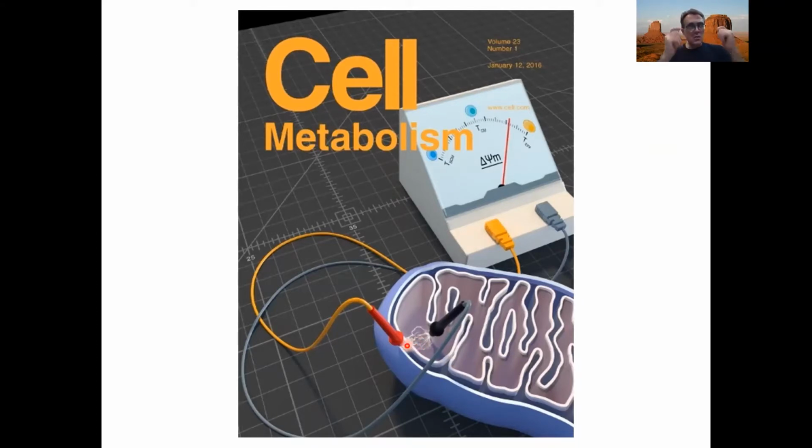You can stick your imaginary electrodes, and not imaginary, there are some molecular electrodes, and you can measure the difference in potential. That is shown on the cover of a prominent journal in the field that was published in 2016. So the take-home message: the electrons on NADH are going to move on to some acceptor, and as a result, the membrane will be polarized.